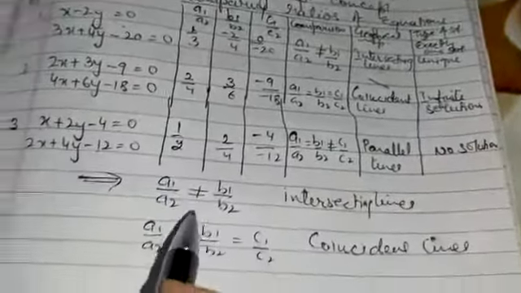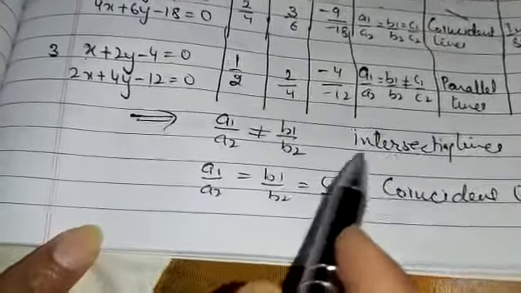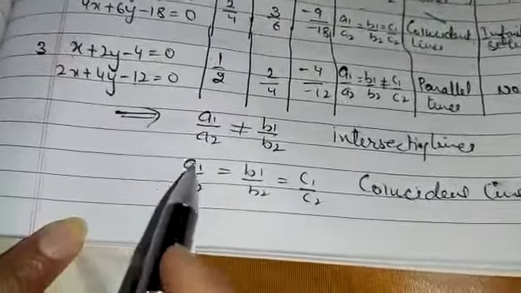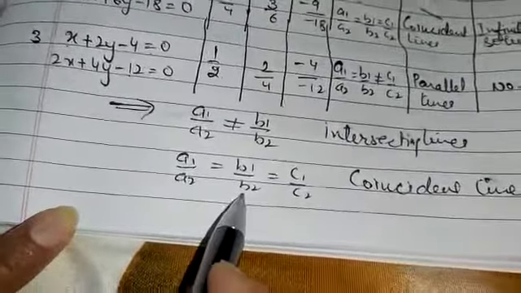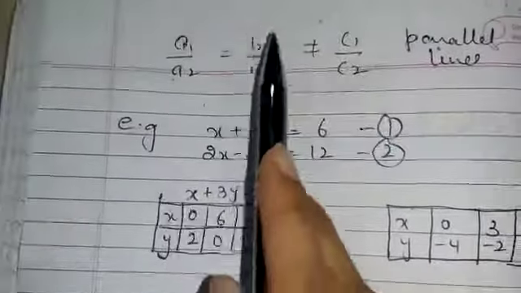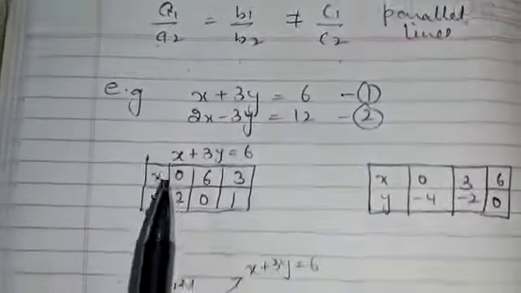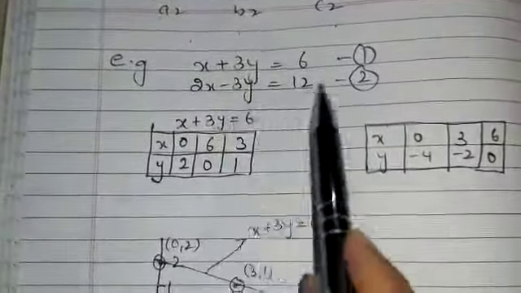Now briefly, I have written: a1 by a2 is not equal to b1 by b2 implies intersecting lines. a1 by a2 is equal to b1 by b2 is equal to c1 by c2 is a set of coincident lines. And third, when a1 by a2 is equal to b1 by b2 but not equal to c1 by c2, it is parallel lines.